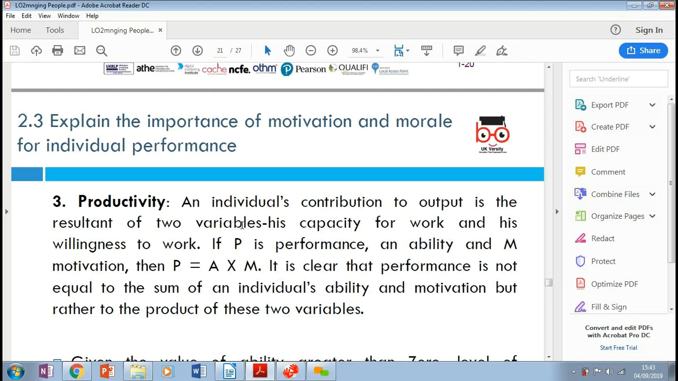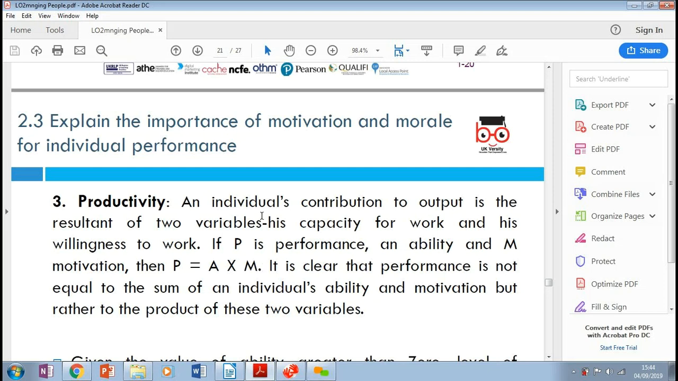The individual's contribution to output is the result of two variables: capacity to work and his willingness to work. This is borrowed, isn't it, from the systems approach. They're using symbols to say something, and we can put it better ourselves, and we have done many times.